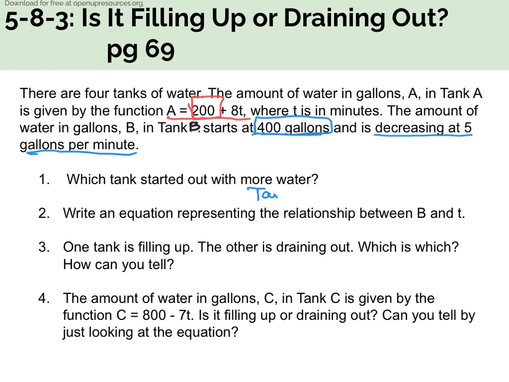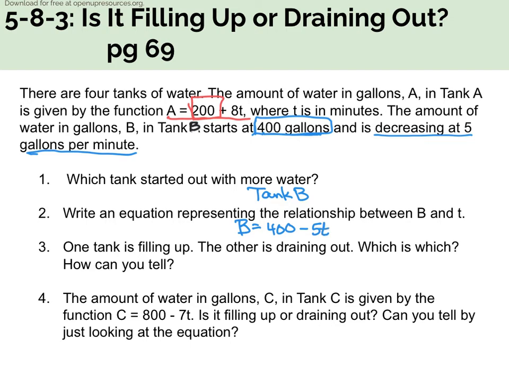So tank B. Writing an equation representing the relationship between B and T. So I'm going to follow the format as with tank A. So we're going to say B equals, and then where does this tank start? It starts with 400 gallons. And then what happens with it? It is decreasing at 5 gallons per minute. Decreasing means to go down. So subtract, and then we have 5T, gallons per minute. Do we know our minutes right now? I don't. So I'm going to put T for our time frame.